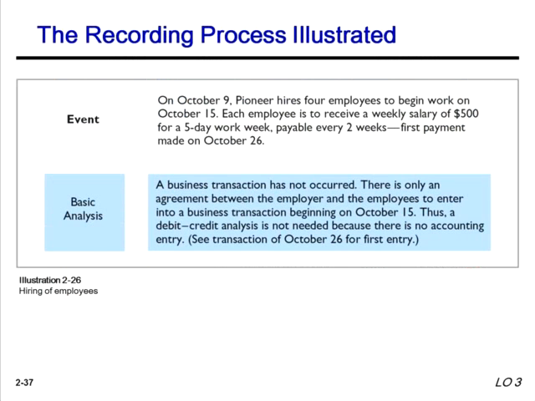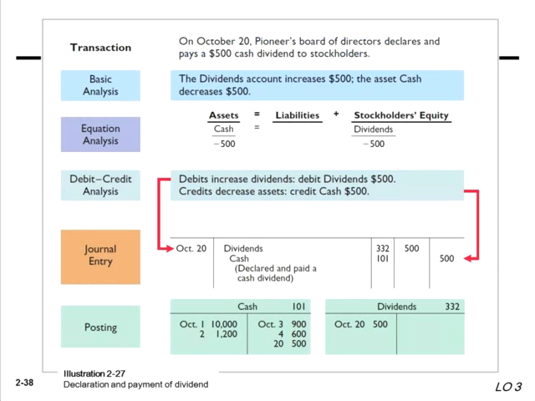All right, now on October 9th, Pioneer hires 4 employees to begin work on October 15th. Each employee is to receive a weekly salary of $500 for a 5-day work week payable every 2 weeks. First payment is made on October 26th. There is no journal entry here. And the reason for that is all they've done is hired the employees. The employees have not provided a service yet.